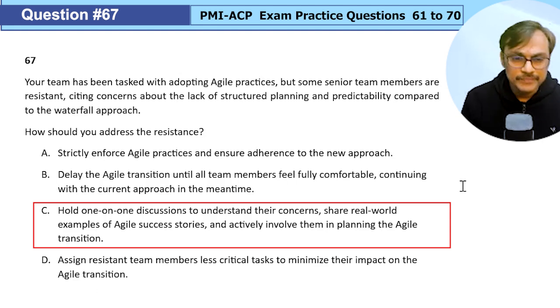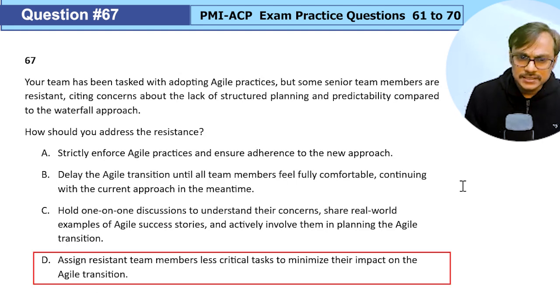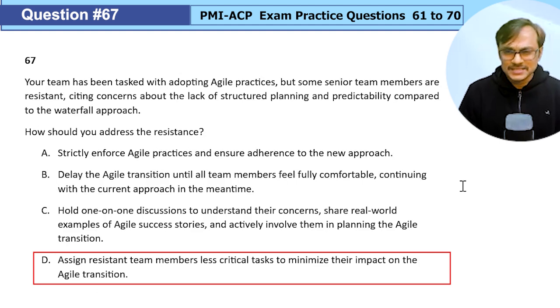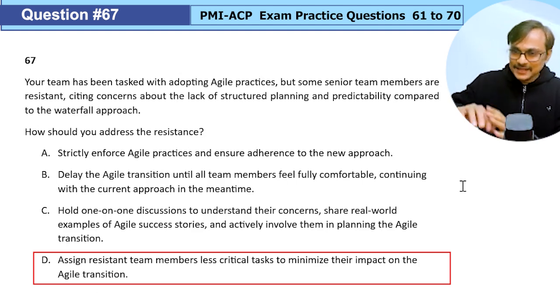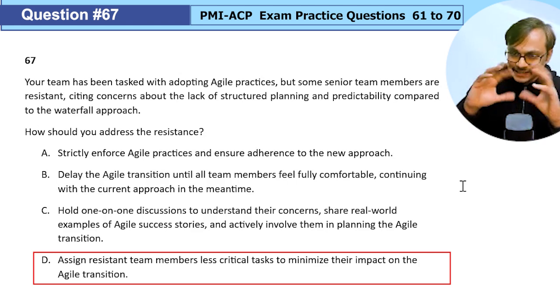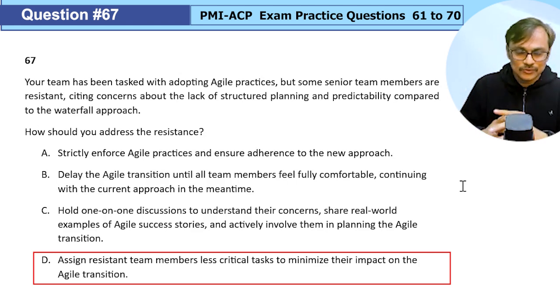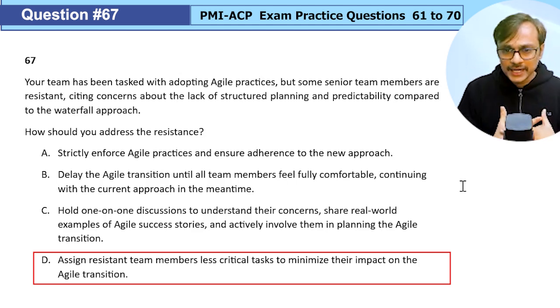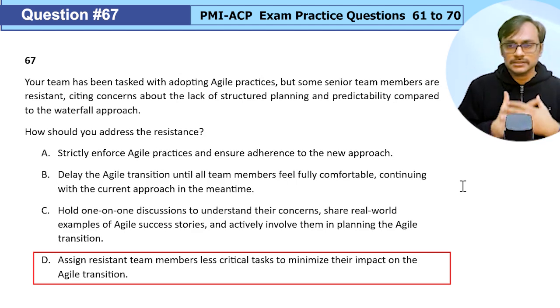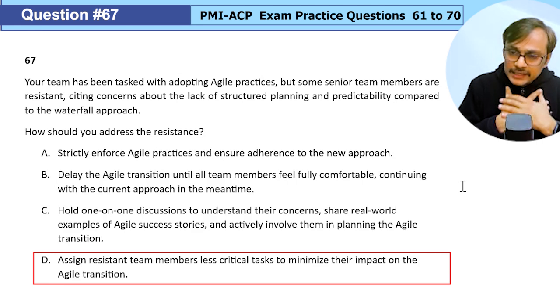All good elements. Option D: assign resistant team members less critical tasks to minimize their impact on the agile transition. You can say, let's isolate these guys. You don't do that, you don't alienate the resistant. We need to go with an approach: if someone is resisting an idea, we appreciate their concern. We do care. They really care about the work.